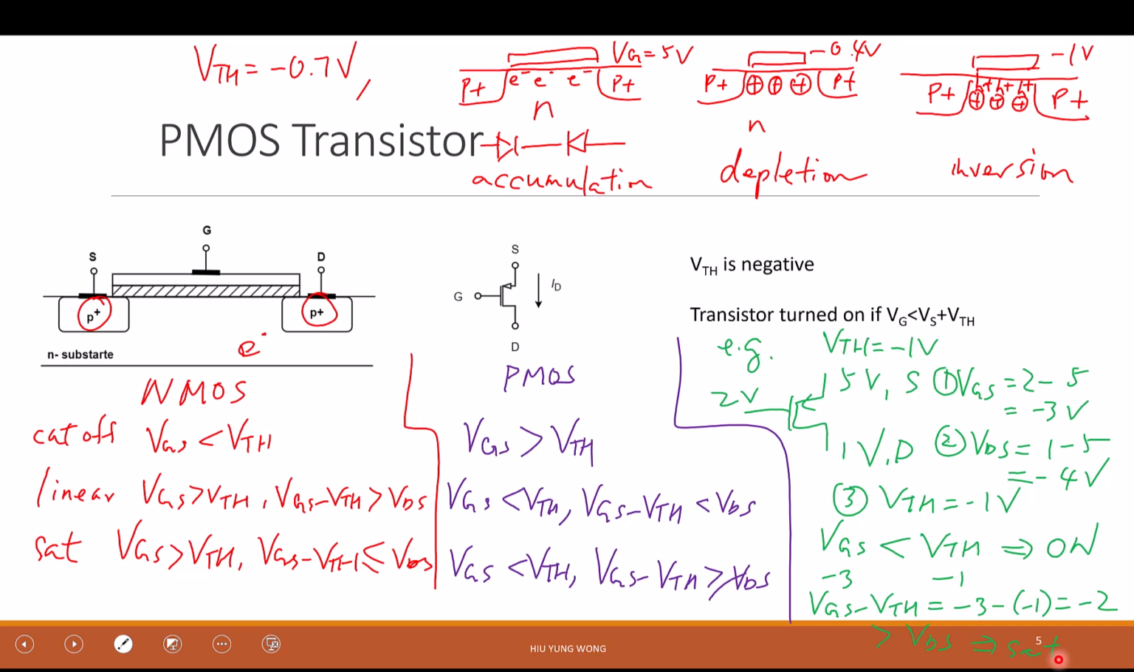Now, intuitively, I should be able to see this because I know that I need the gate to be low in order to turn on. So I compare to 5, I am 3 volts lower than 5. And my VTH is -1 volt, so I'm enough to turn on. And then compared to the drain, if I want to be linear, I need to be 1 volt lower than the drain. But actually, I'm higher than the drain. That's why it is saturation, right?